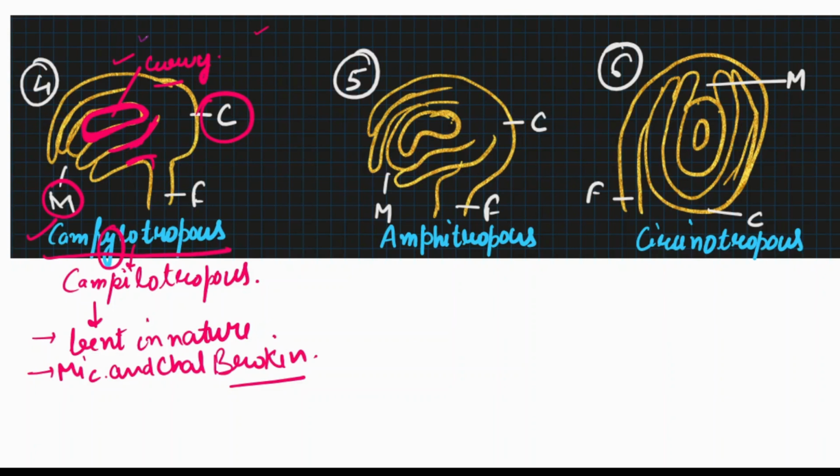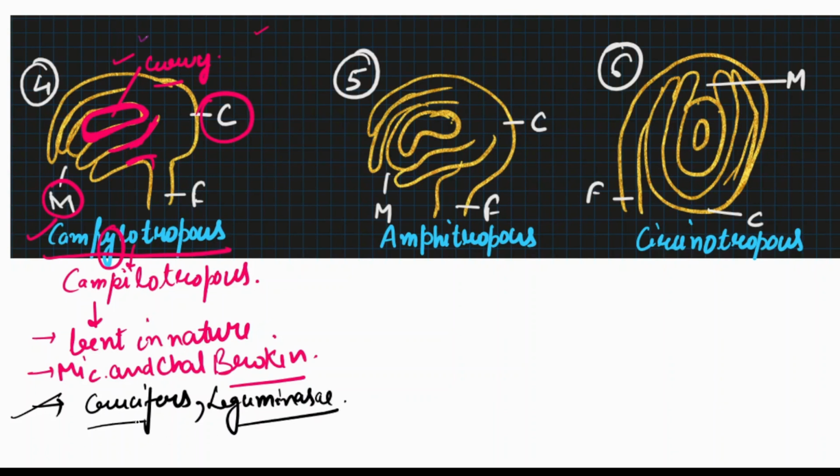Now, examples of the campylotropous ovule are the crucifers and the Leguminosae family. In the crucifers and Leguminosae family, the campylotropous type of ovules are present. Okay, the fifth type is amphitropous.